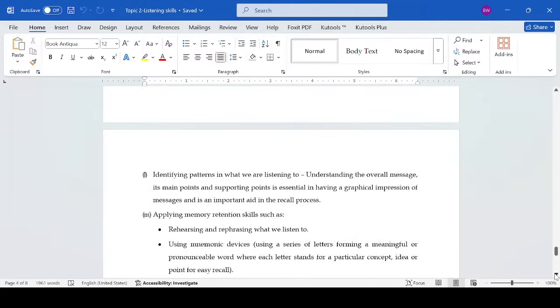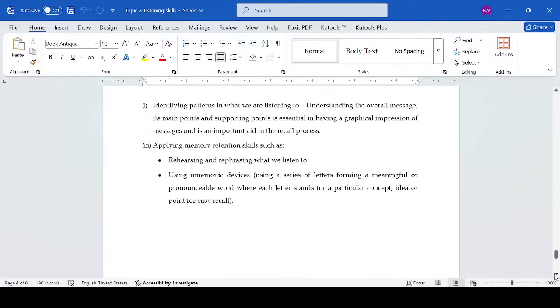We're also saying identify patterns in what you're listening to. Understand what are the main points and what are the supporting points. Understand the direction in which information is being shared. Are you being convinced? Is the information shared to you so that you can understand or so that you can make a decision? All that will help you listen effectively.